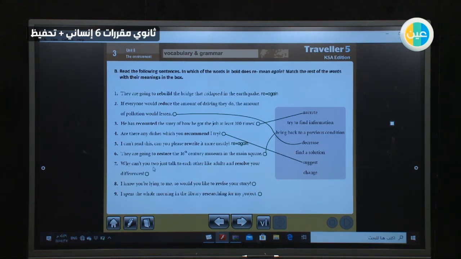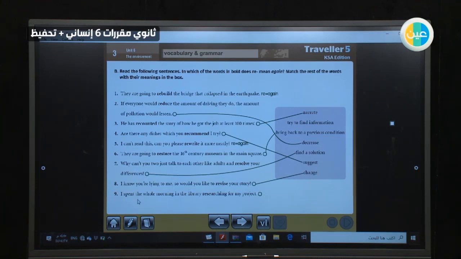Why can't you two just talk to each other like adults and resolve your problem or your differences? What do you mean here by resolve? Yes, find a solution. I know you are lying to me. Would you like to revise your story? So your story is made up by you, and I know that. So please, would you like to revise your story? What do you mean by revise here? Yes, change it and say the truth.